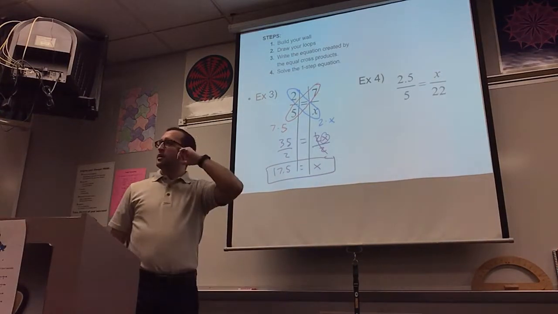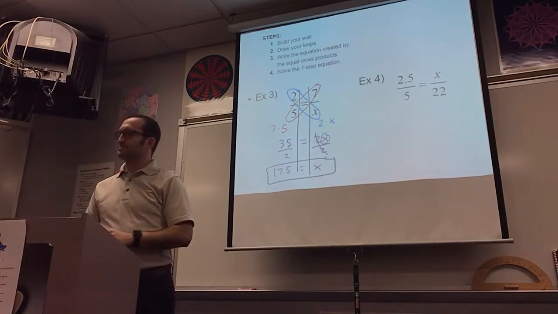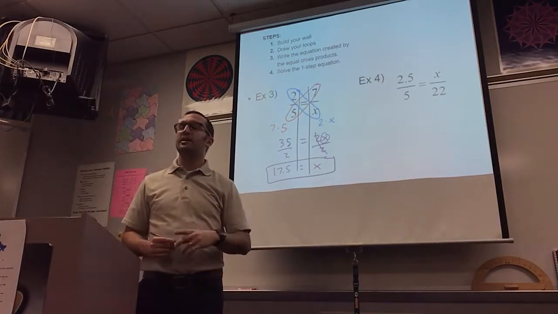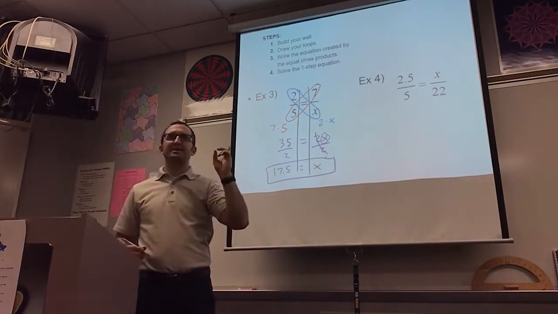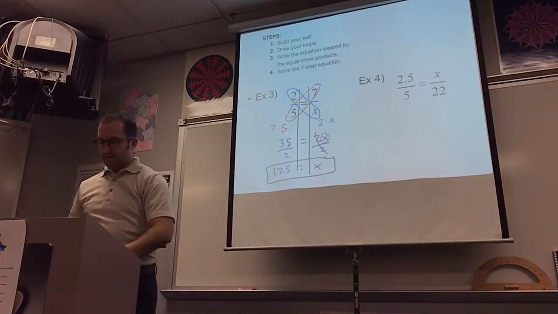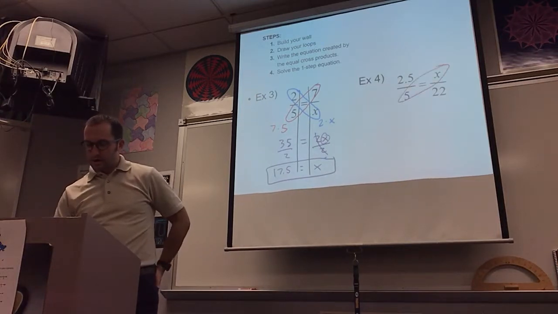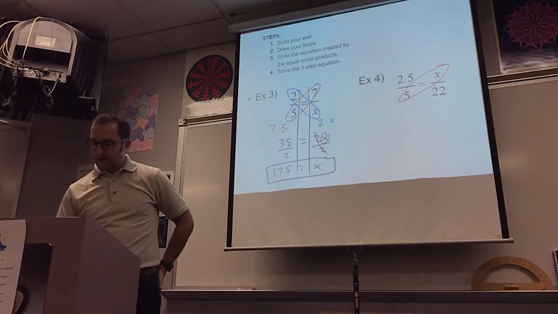Let's do number 4. I'm going to give you a hint. Number 4, you don't need to use cross products on. Let's do it anyway. Think about why on number 4 we might not have to use cross products. While we do the problem, think about it for a second. Let's do our cross products. All right? We build our wall. I forgot to build my wall first. Sorry about that.